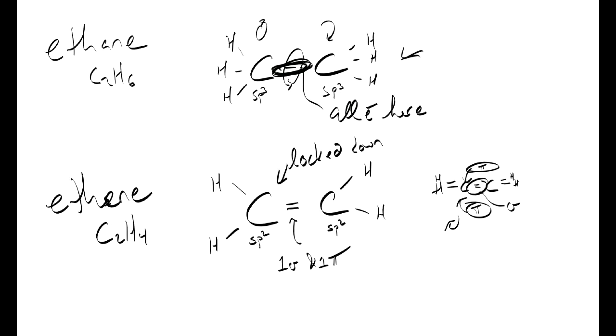Whereas this is all wiggling and flopping all over the place, the ethane up top. Ethene is much more locked down. It's much more rigid. It's more locked in place. So that is something that multiple bonds do. Multiple bonds equal rigid molecule, or at least rigid at the location of the multiple bond.